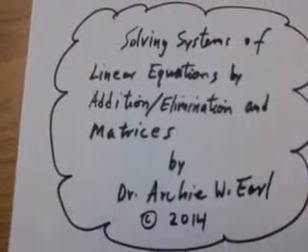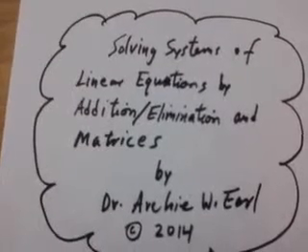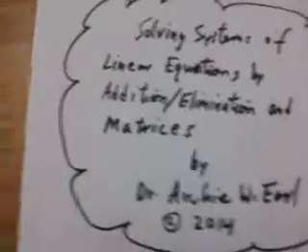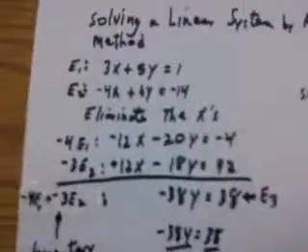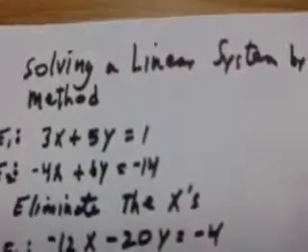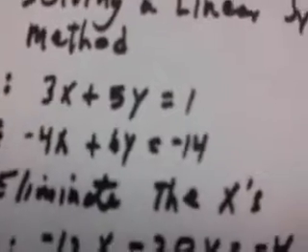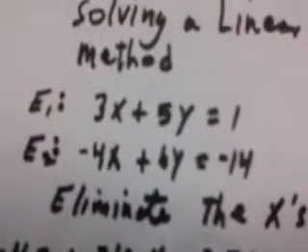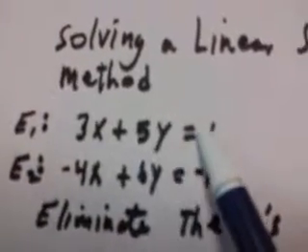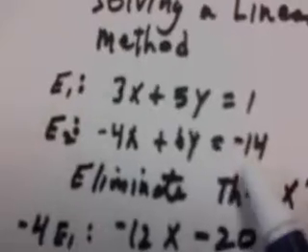This lecture is on solving systems of linear equations by addition/elimination in matrices. First of all, let's look at how you solve a system by addition/elimination. Here's a system. A system consists of two or more linear equations. So here we have the equation 3x plus 5y equals 1 and negative 4x plus 6y equals negative 14.